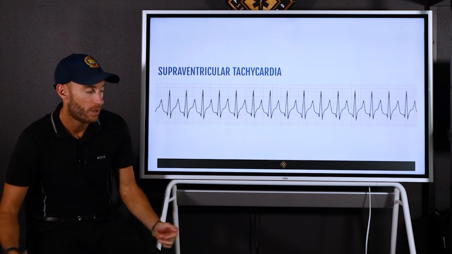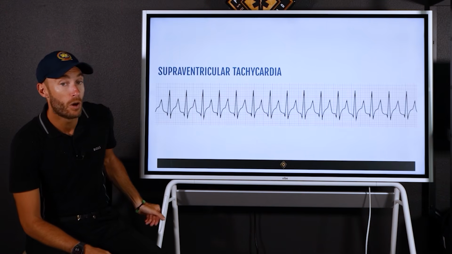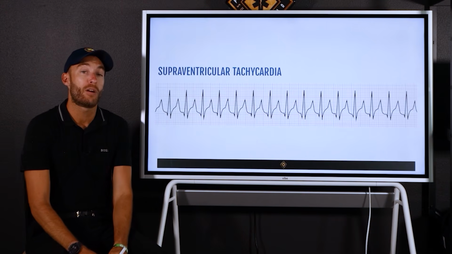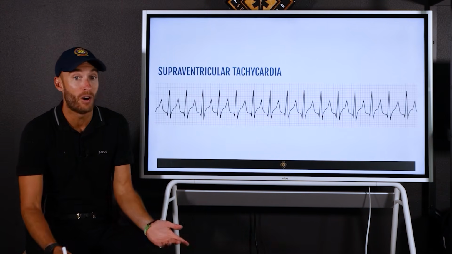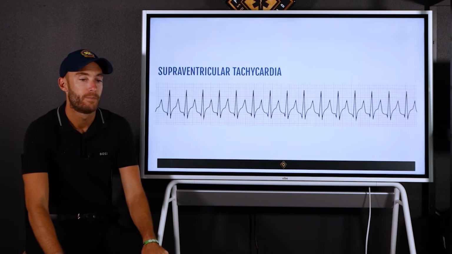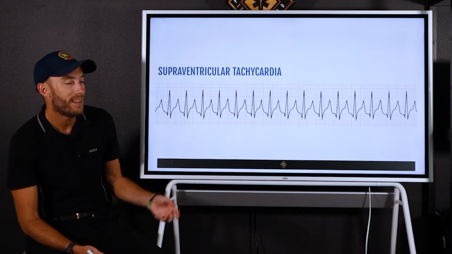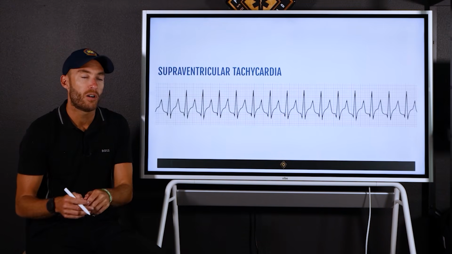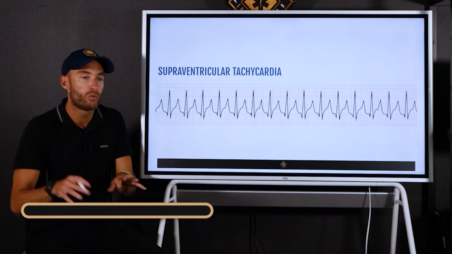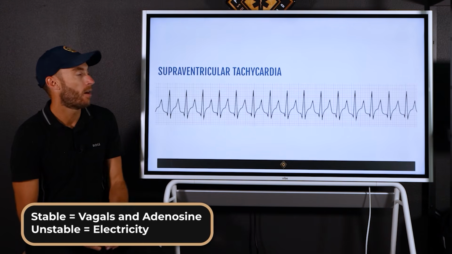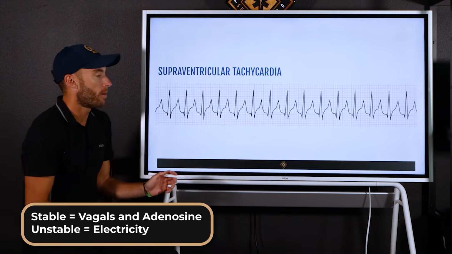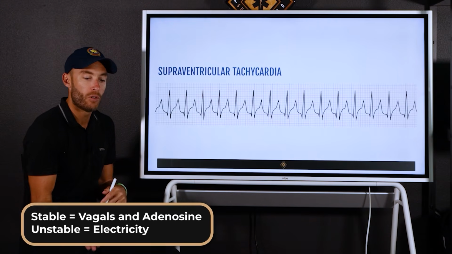They're unstable, meaning their blood pressure and their mental status are in the toilet. They're confused. Their blood pressure is below 90 systolic. Their mean arterial pressure is probably under 65. Then we synchronize cardiovert. For SVT, 50 joules, we can start at 100 up to 100 joules, work our way up. That works, okay? So remember, either med if stable or energy.